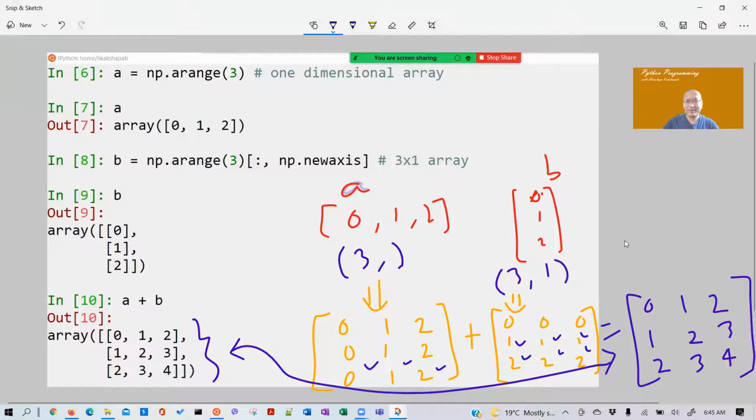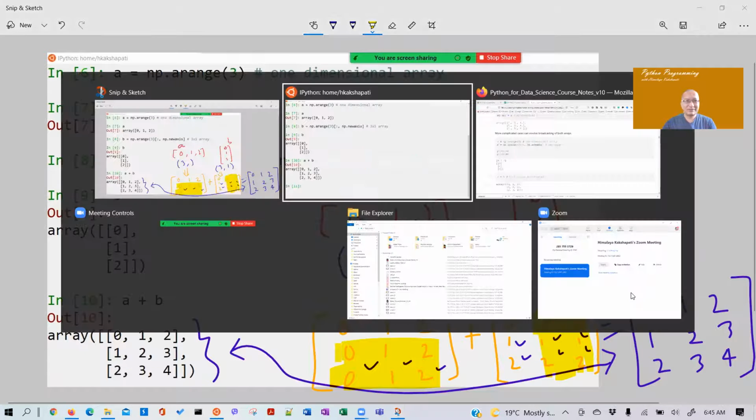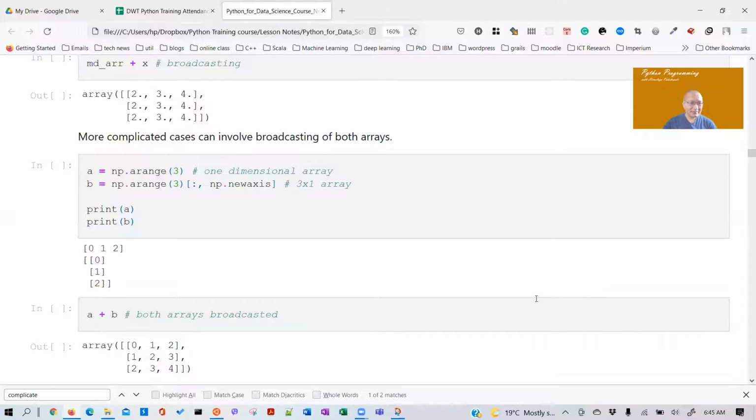So here we are broadcasting. This is all broadcasting. Look at this: these highlighted parts are being broadcasted. All right, so let's go back.